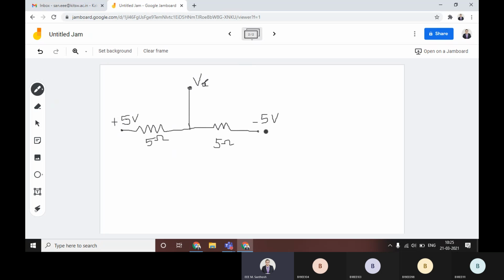Then find the value of Vx. From this circuit you have to find the value of Vx. Your time starts now.